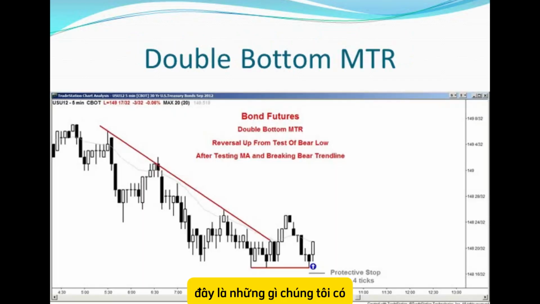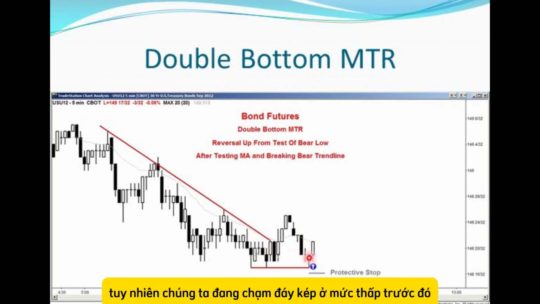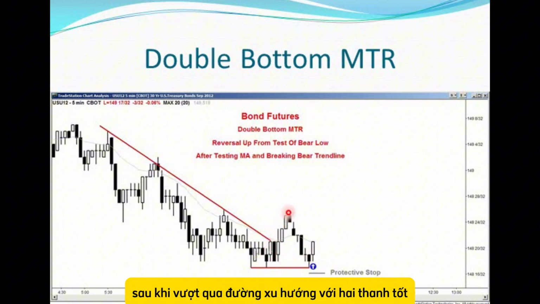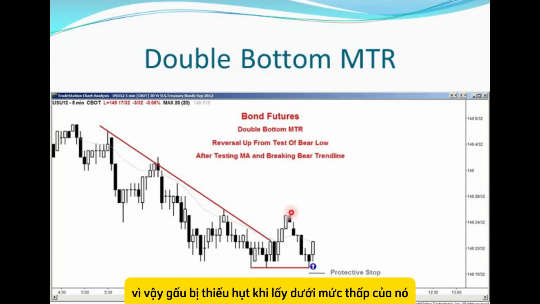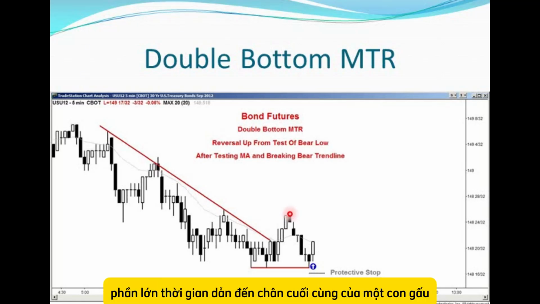This is what we got. We have a pretty strong bear sell-off, not what I typically would like. However, we're double bottoming at the prior low after breaking above the trend line with 2 good bars closing on their highs. We have a gap bar here, so bear is shorted 1 tick below its low, and gap bars very often, most of the time, lead to the final leg of a bear.